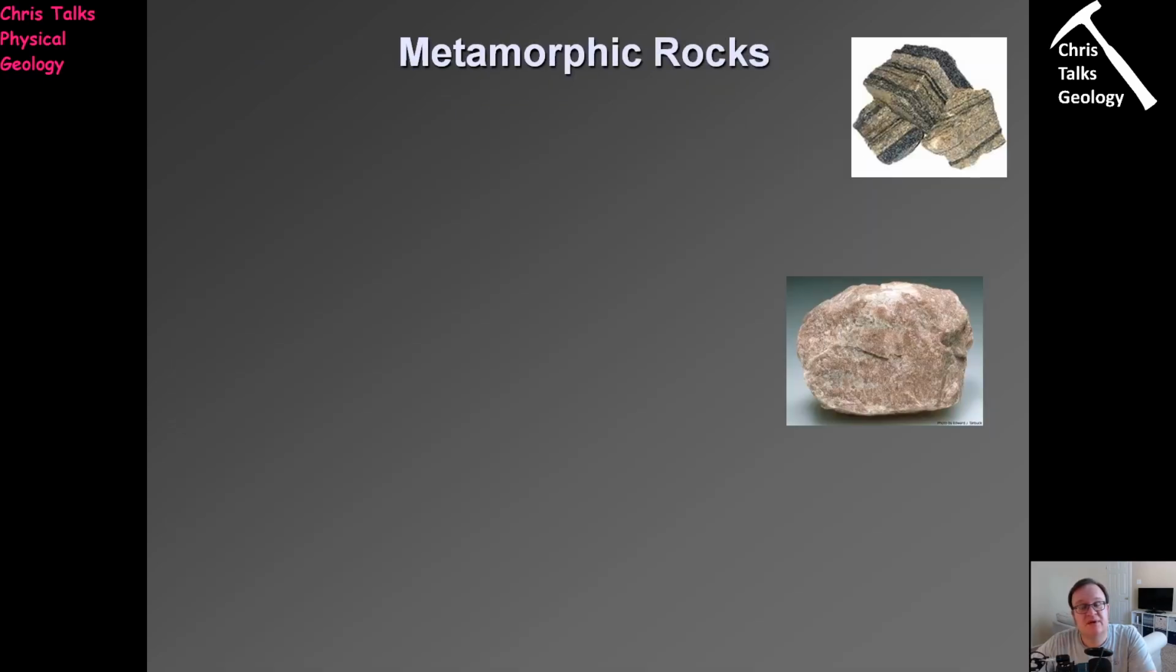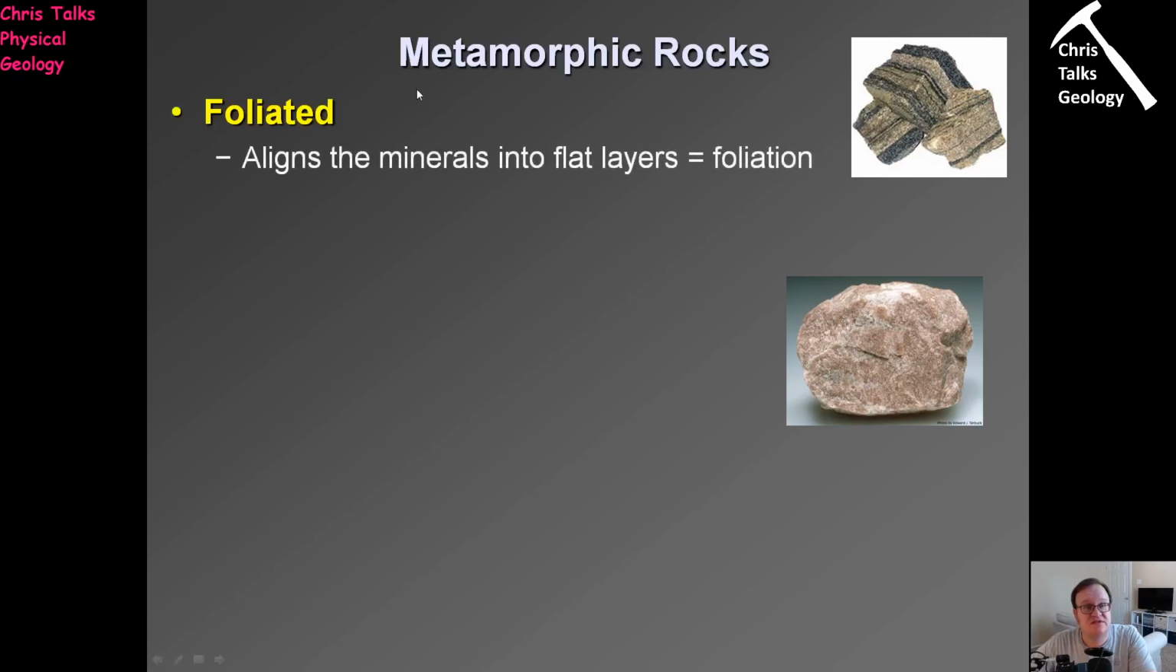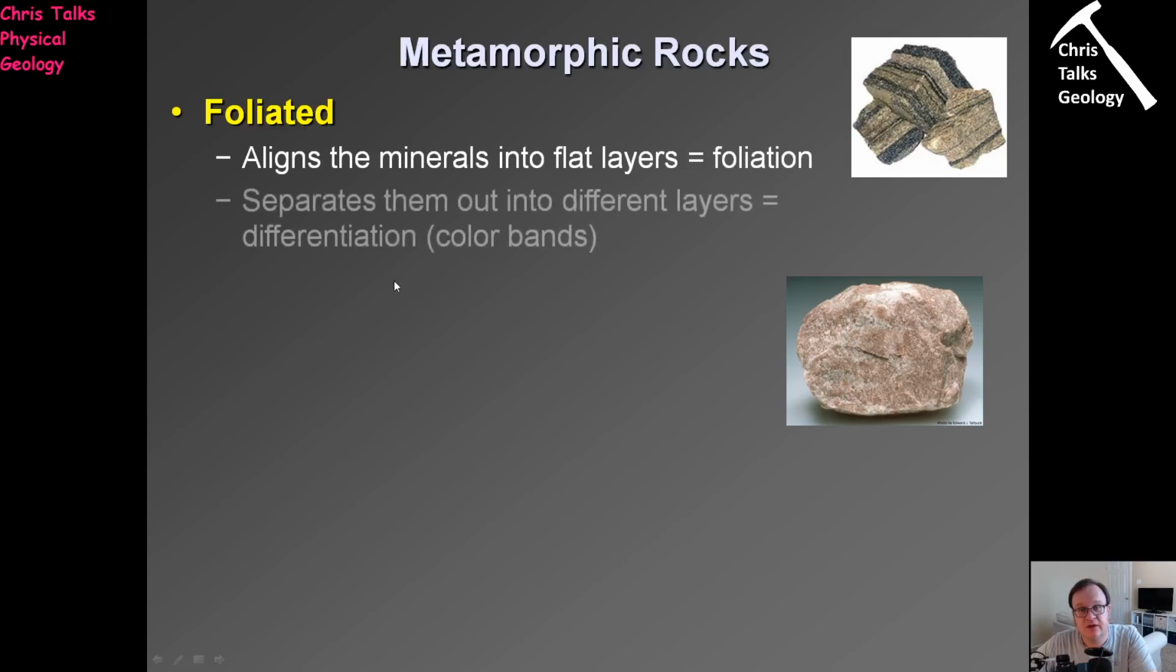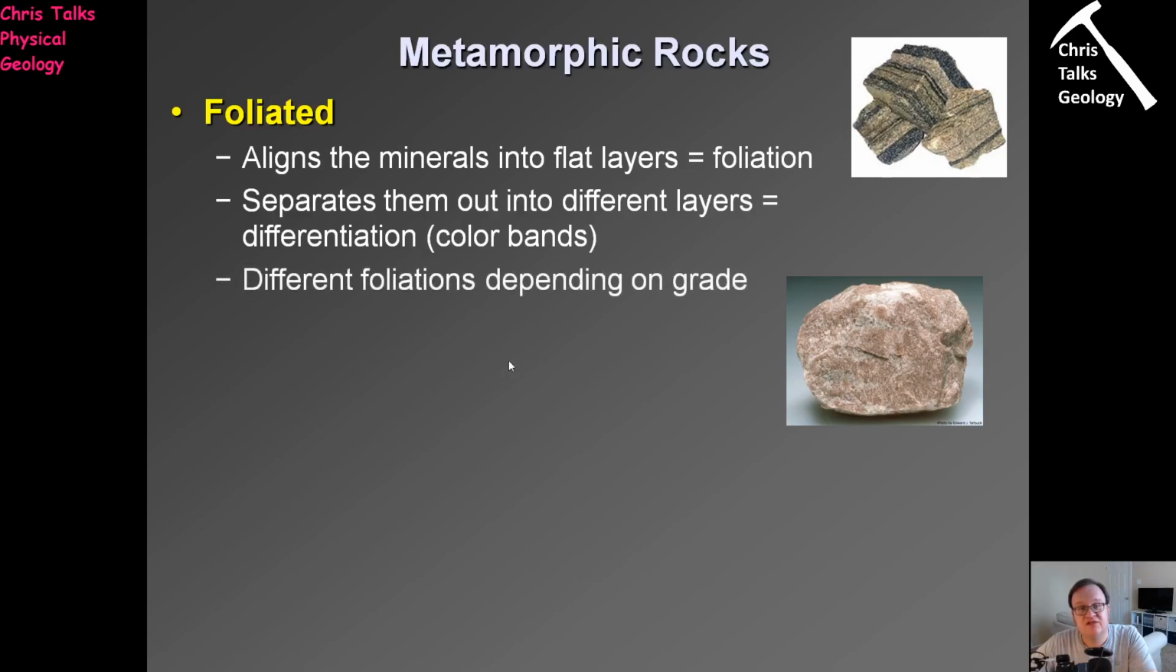So now let's think about some metamorphic rocks. Well, metamorphic rocks come in two varieties, and we've discussed this term already, foliated. So foliation is simply when the minerals in the rock are aligned, producing distinct layers. In some cases the foliation can actually separate the minerals into distinct colour bands, as we can see with this picture of some gneiss here. And we get different types of foliation depending on the different grades of metamorphism.